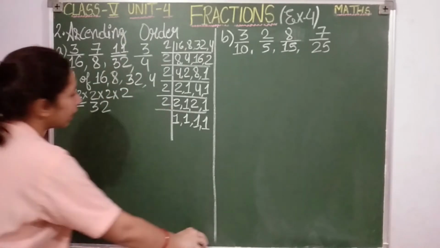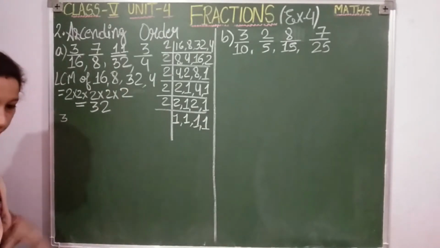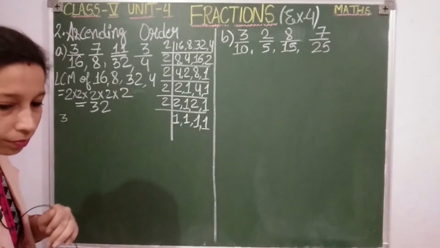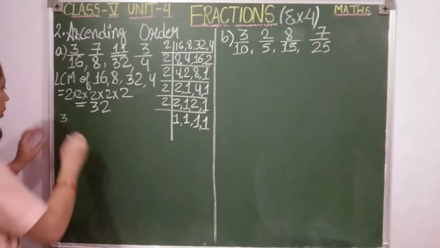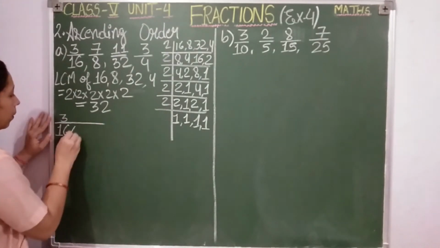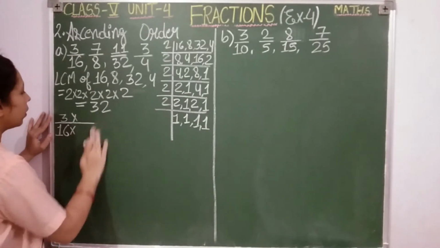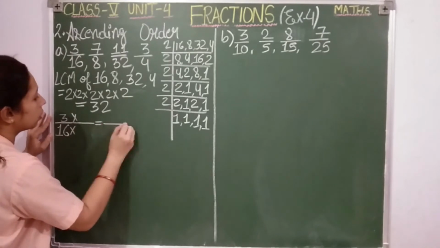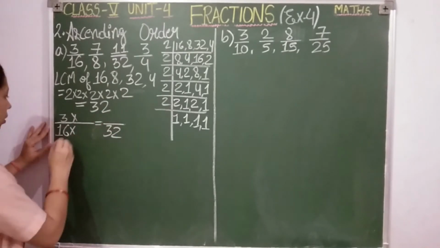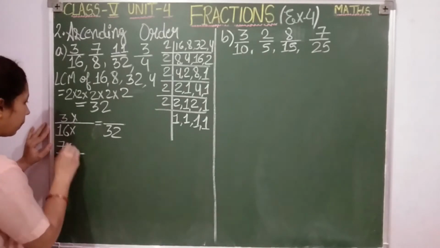How? By multiplying the denominators. So let us see here. 3 by 16 will be multiplied with such a number so that your denominator will be equal to 32. Same for the other fractions. 7 by 8.